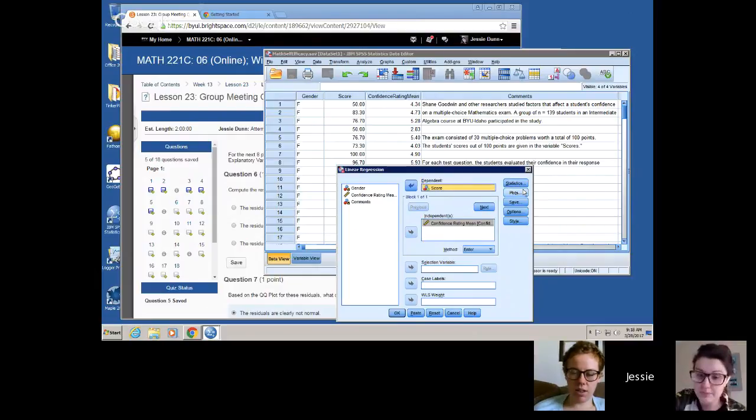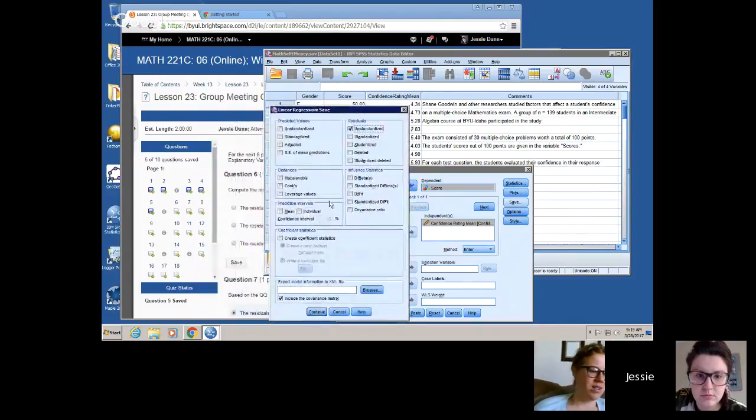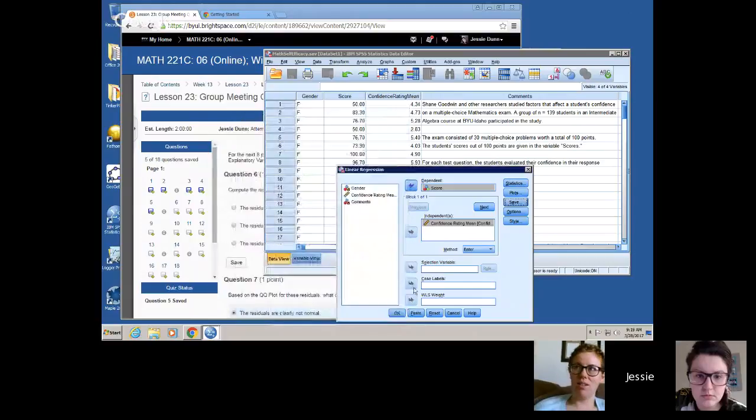Okay, now go over then to save. Save, and then I do the, where is it? Nope. It's this one over here under residuals, right? And standardize. Where's continue? There's yes, and yes. Where's your password? Oh, there it is. Continue. That's right.